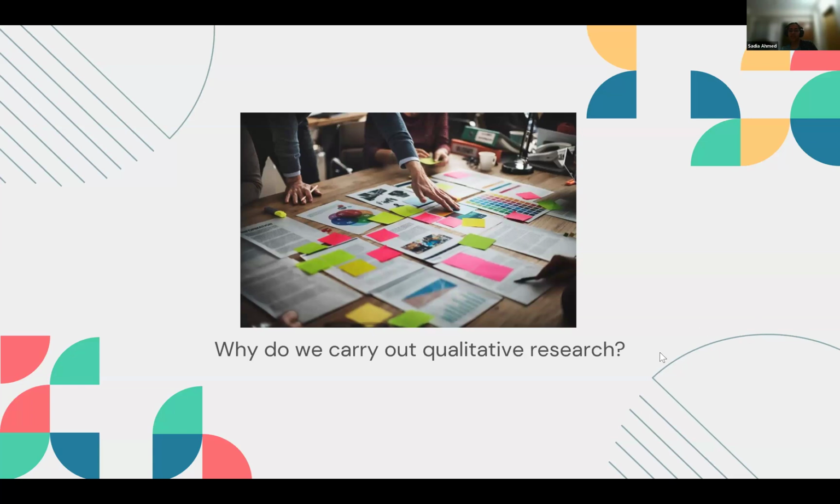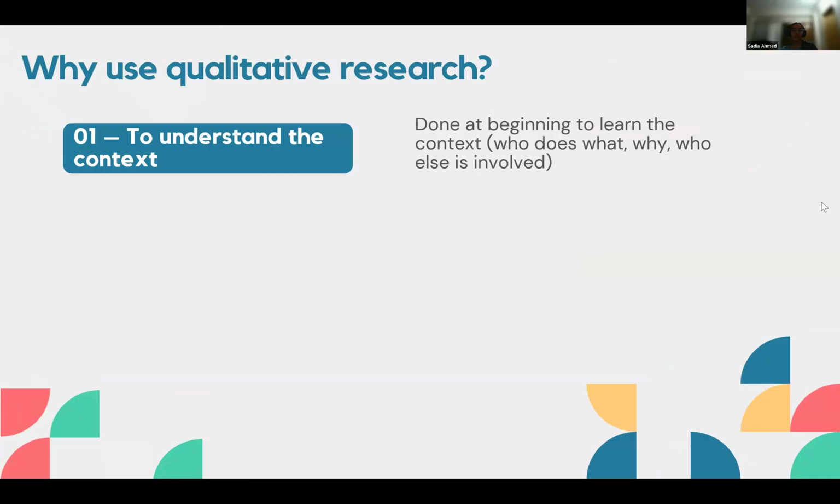So this is essentially the reason why we actually do qualitative research. Some of the reasons why we do it is, first, we want to understand the context we are working in. So whenever you design a new program or you're starting off a new program or you're thinking of doing the inception phase of a program, these are the times when you need qualitative research because then you need to understand the context. You need to know who's involved, who is there, what do they do.